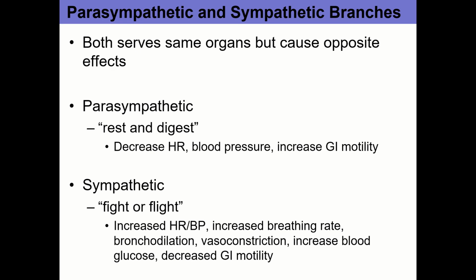So I mentioned earlier the effect of each of the systems on heart rate. So remember that the parasympathetic branch decreases heart rate. The sympathetic branch increases it. So the parasympathetic branch, at least with respect to heart rate, acts as the brakes, and the sympathetic branch acts as the accelerator, or the gas. So both of them then act on the heart but produce different effects.